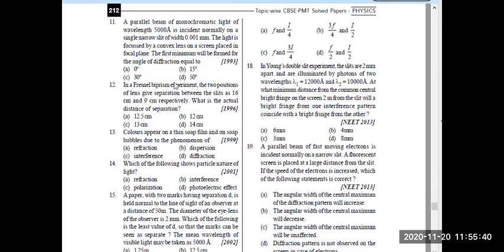Next, second, a Fresnel biprism experiment, two position, right? So look, this has come in NEET, right? Two positions of lenses are given, separation between slits 16 and 19 centimeter. What is the actual distance of separation? So actual distance of separation is root r1 r2, okay? Root r1 r2. NEET students, everyone write it down.